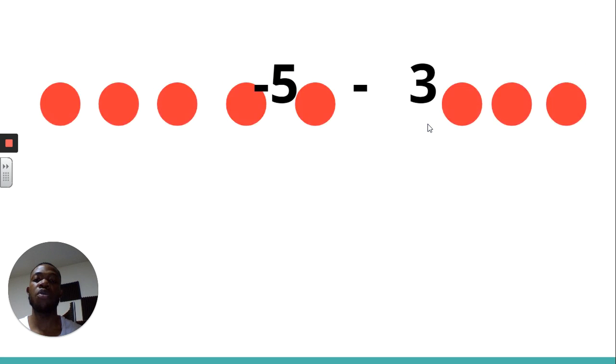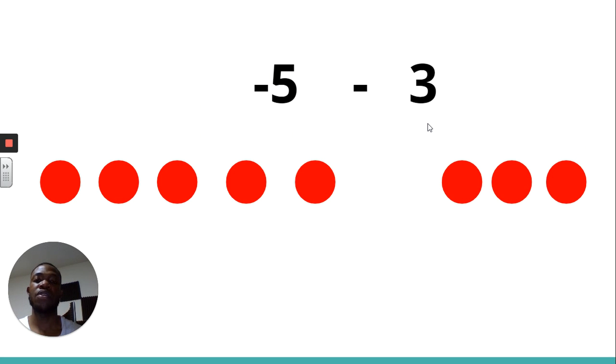To look at another example, negative 5 minus 3. To represent that, there you go. Now, can we pair out a negative with another negative? No. Hence, what I have remaining here is negative 8.